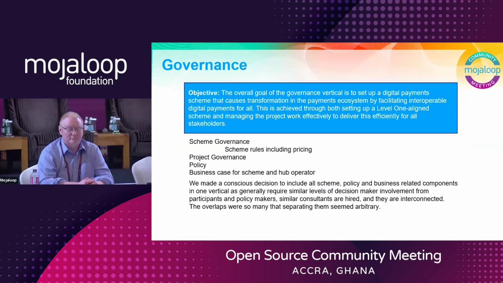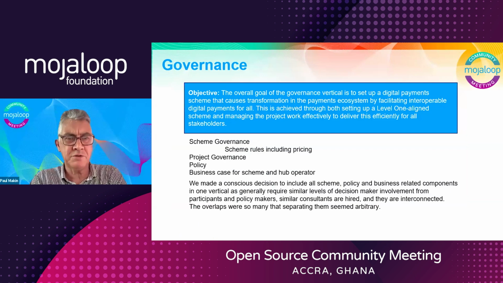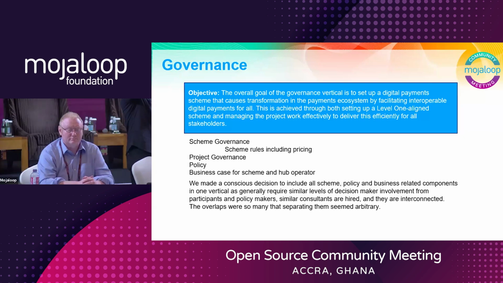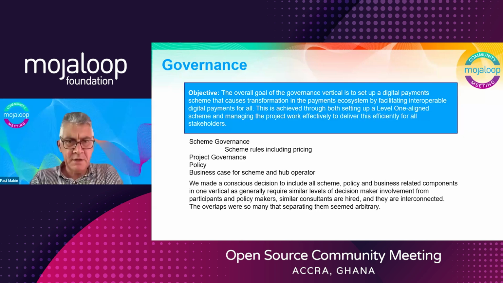The overall goal is to set up a digital payment scheme that causes transformation in the payments ecosystem. And you've heard us talking about the desire to promote financial inclusion and to increase participation in the modern digital economy. And this, we think, is best achieved through setting up a level 1 aligned scheme and managing the project work effectively to deliver this efficiently and, crucially, for all stakeholders. Next slide, please.